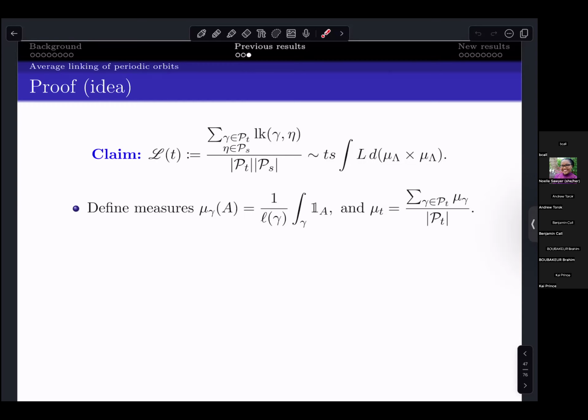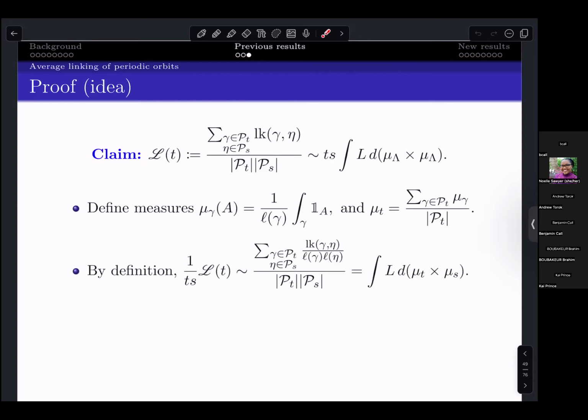And now I'm just going to rewrite the quantity on the left-hand side as an integral against some of these measures. Well, almost. 1 over ts times the fancy L of t. I'm using a lot of L's in this talk. That's life. I was going to try and say something that makes it easier to deal with, but couldn't think of anything. So I'm using a lot of L's. This fancy capital L of t is asymptotic to this slightly different average where I divide by the length of the orbits. And this thing is equal to the integral of that L function with respect to mu t cross mu s. Okay.